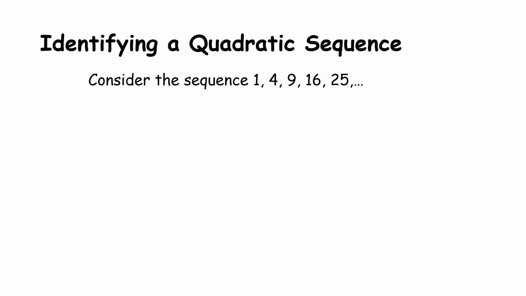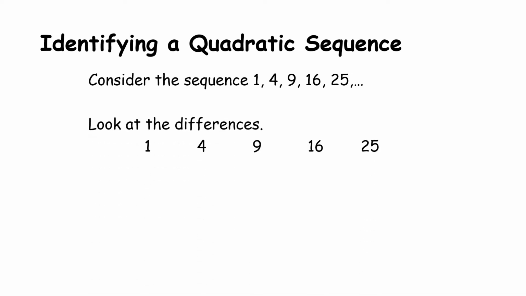So let's first look at how to identify a quadratic sequence. Let's consider this sequence here, 1, 4, 9, 16, 25. As we would have learned in the previous video, we will always look at the differences. When we create our first differences, it will look like this. We add 3, we add 5, we add 7, we add 9. So these are our first differences, but they are definitely not common.